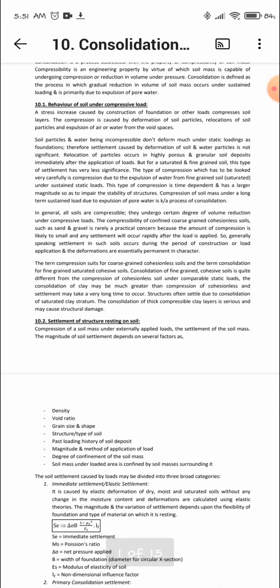The term compression suits coarse-grained cohesionless soils, and the term consolidation suits fine-grained saturated cohesive soils. Consolidation of fine-grained cohesive soils is quite different from the compression of cohesionless soil under comparable static loads. The consolidation of clay may be much greater than compression of cohesionless soil, and settlement may take a very long time to occur. Structures often settle due to consolidation of saturated clay strata. The consolidation of thick compressible clay layers is serious and may cause structural damage.